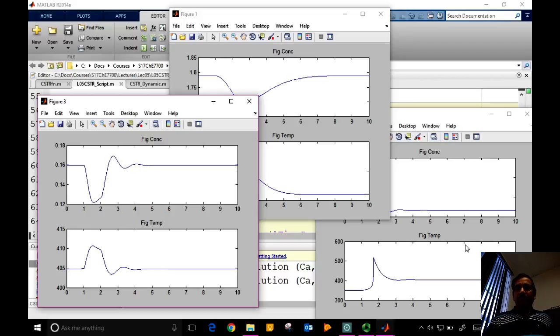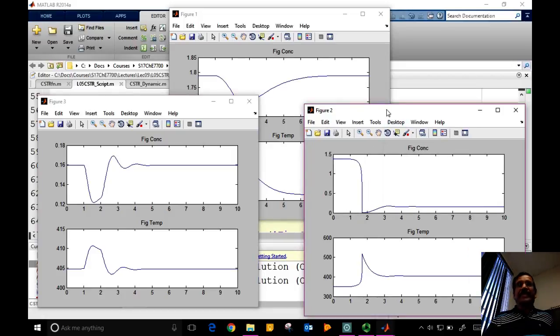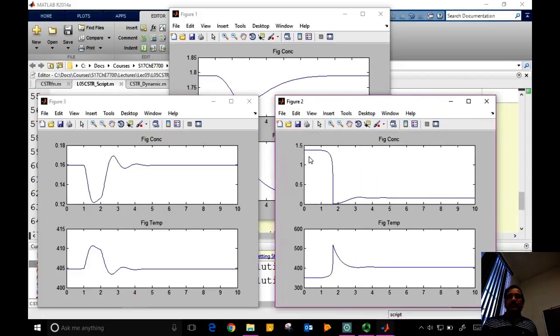Okay? But figure 2 is for the intermediate solution, which is unstable. That instability took about 10 seconds for it to slowly grow without any perturbation. But when I put a large perturbation between 1 and 2 seconds, you see that it switches immediately to the, which solution? The third solution. Okay? Because it's closer to the third solution. And the temperature also does the same thing.